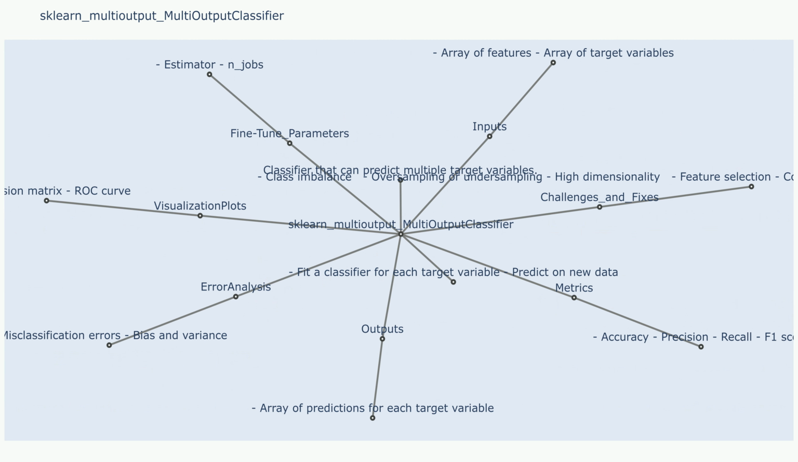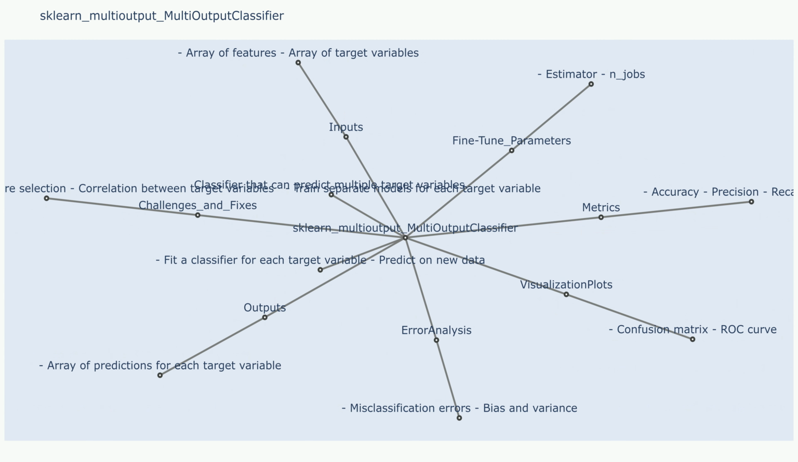Metrics. Metric 1: Accuracy measures the proportion of correctly predicted labels for each output variable. It's often calculated as the average accuracy across all outputs. Metric 2: F1 score measures the harmonic mean of precision and recall for each output variable. This metric is useful for imbalanced datasets.